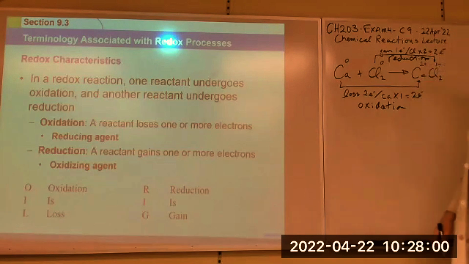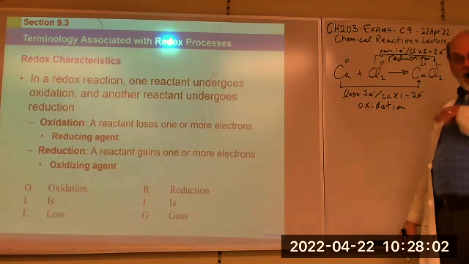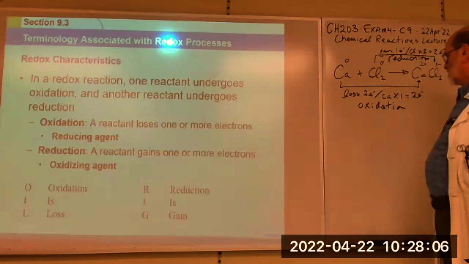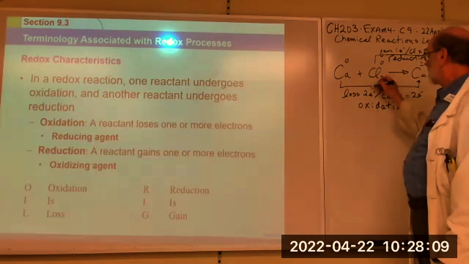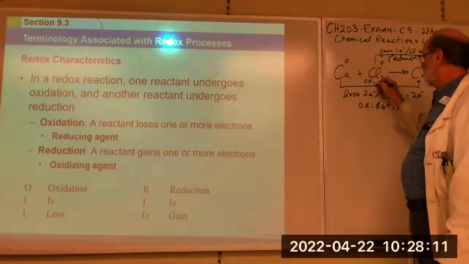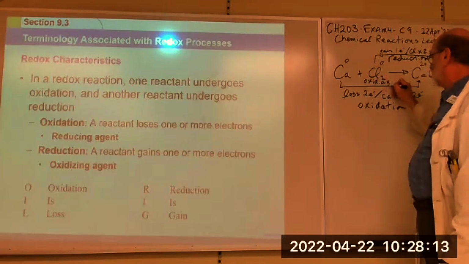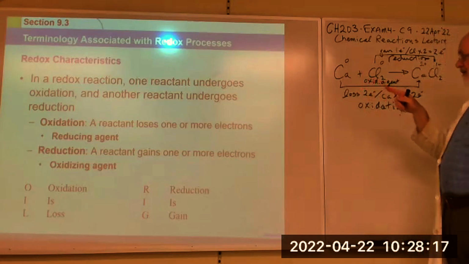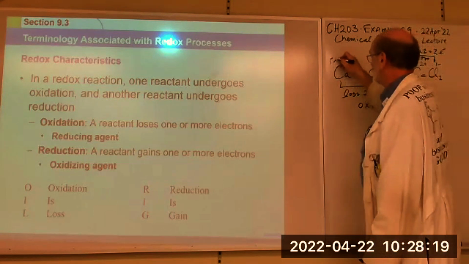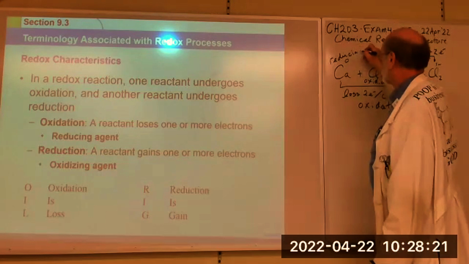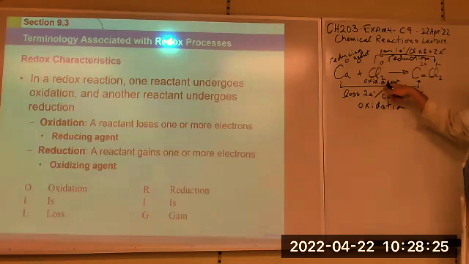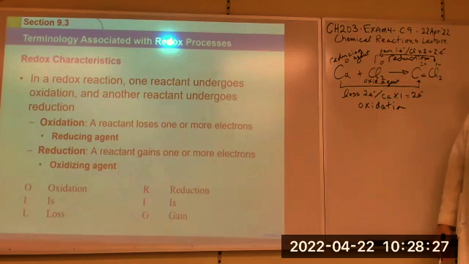Well, since they come in pairs, they always come in pairs, then what caused that oxidation? This is an oxidizing agent because it caused the oxidation of calcium. And this is the reducing agent because it caused the reduction of chlorine. Okay, just by way of definition.